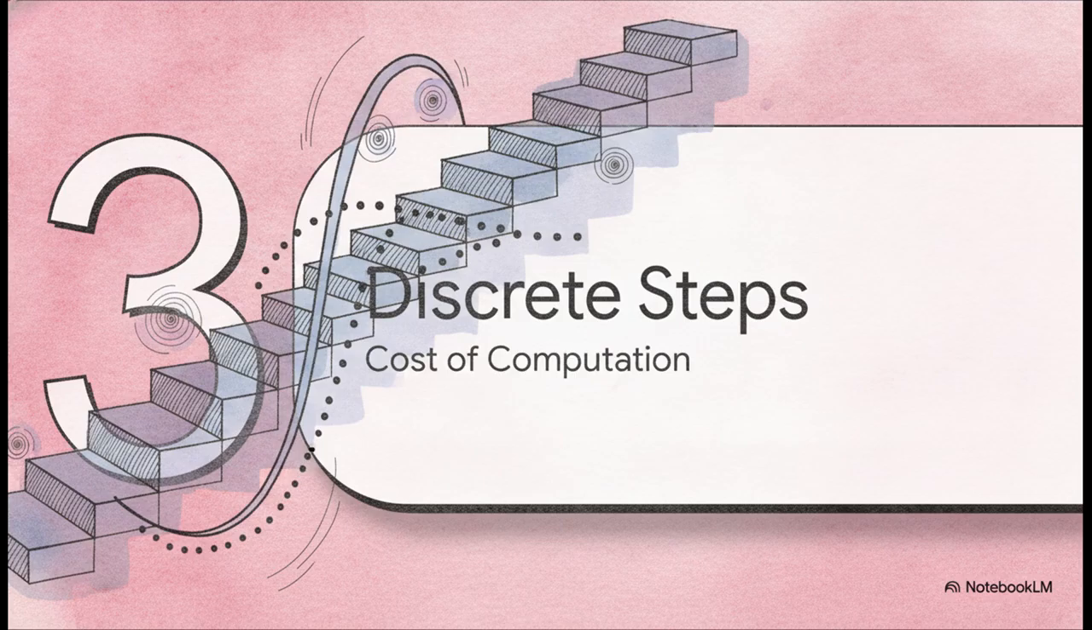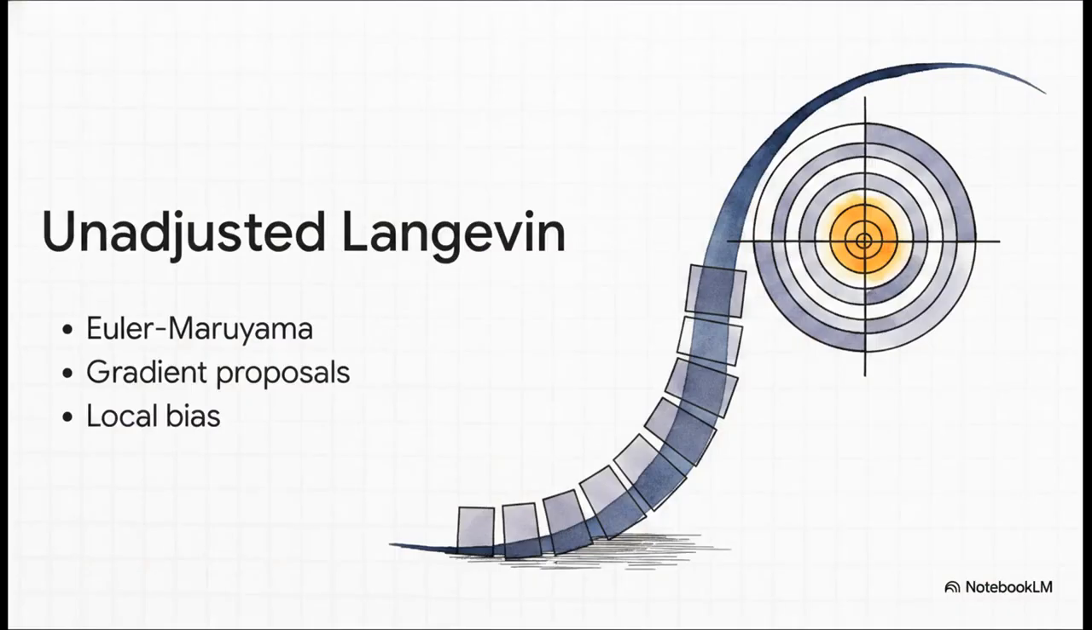The cost of computation. And here's where we hit the friction between elegant, continuous mathematics and the jagged reality of computer algorithms. Computers simply can't calculate continuous time. They have to operate in discrete, jagged steps. Enter the unadjusted Langevin algorithm, or ULA. To put our continuous theory into a machine, ULA uses Euler-Maruyama discretization. It's a standard way to chop continuous time into computable pieces.